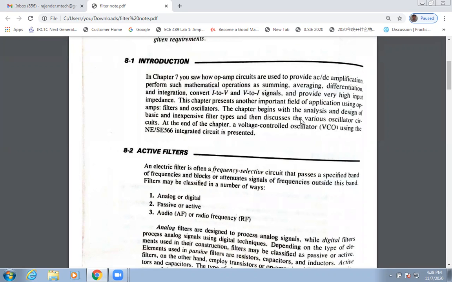In the previous lectures, we have shown how operational amplifier circuits are used to provide AC and DC amplification. They perform mathematical operations such as summing amplifier, averaging amplifier, differentiation, and integration. It also provides a very high input impedance. In this present lecture, I will explain how to design active filters using operational amplifier.